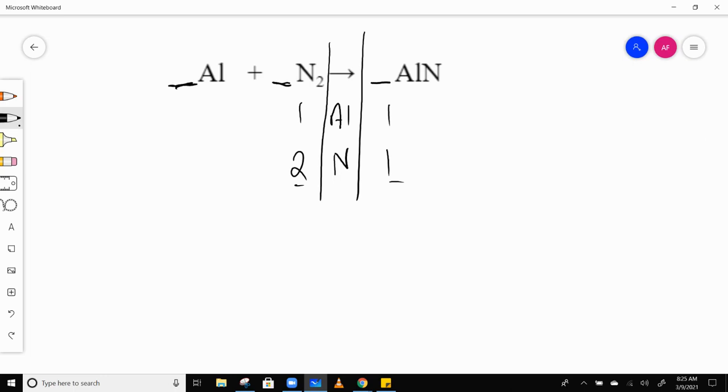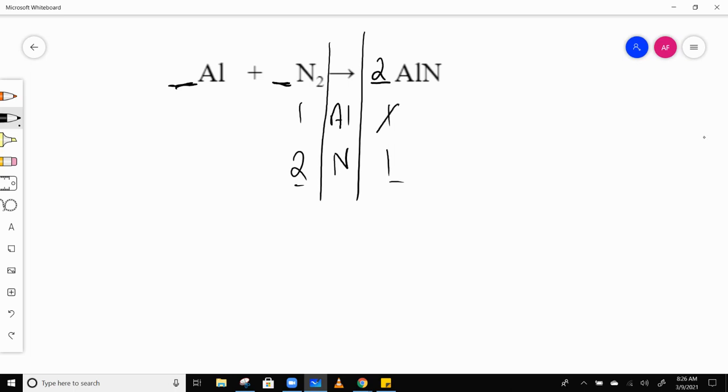Okay, we can only put numbers in front of the molecules. We can't put subscripts, we can't put something in the middle of a molecule, we can only put them at the beginning of a molecule. Okay, so here we need 2 nitrogen, so we put 2 here. And then every time we put a coefficient, we want to recount.